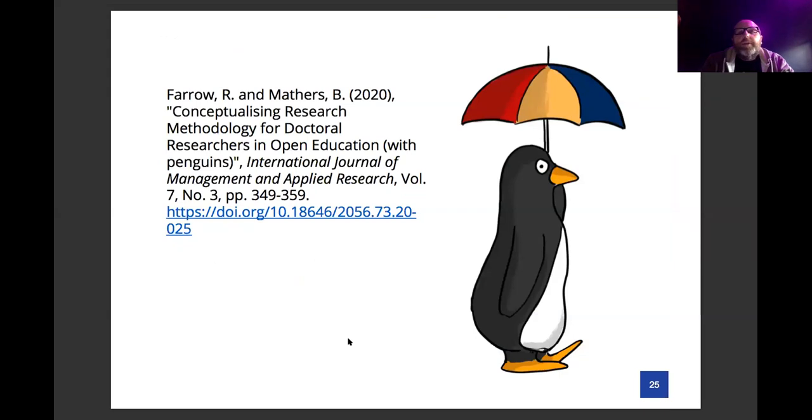And so first of all, on the penguins, if you want to know more about the visual style and the ideas behind it, where we try to make it accessible, there's this article recently published in the International Journal of Management and Applied Research. Also, the penguins and the other graphics are all available on open license for other people to use.